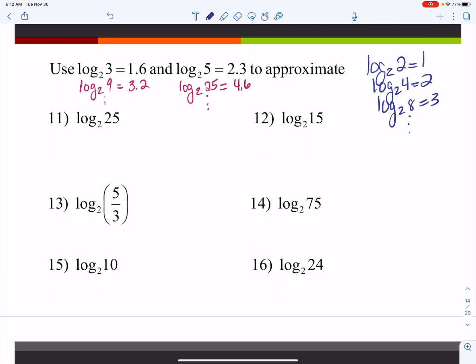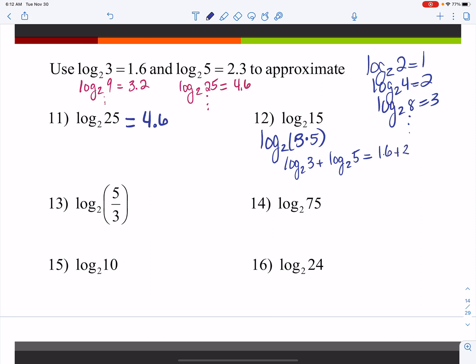Well, we did this first one by writing what we knew. So this is 4.6, that one should have been easy. 15, can't you rewrite that as 3 times 5? So that's the log base 2 of 3 plus the log base 2 of 5. So that's 1.6 plus 2.3, so that's 3.9. And on the next one, I'm subtracting them. So I would have the log base 2 of 5 minus the log base 2 of 3, because it's a division. So that's 2.3 minus 1.6, which ends up being 0.7.